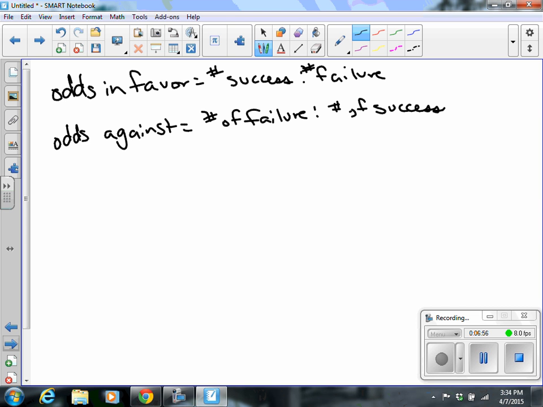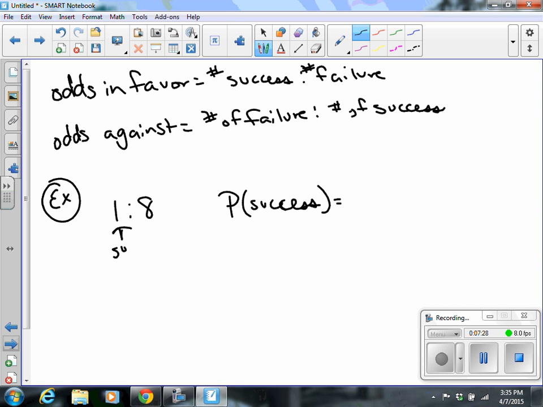Something to note with this, you are never actually given your total number of cases. For instance, if I were to tell you that the odds of an event were 1 to 8, that means my probability of success is really, remember this is odds in favor, so this one was my success, 1 out of 9. So you're adding your two numbers together.